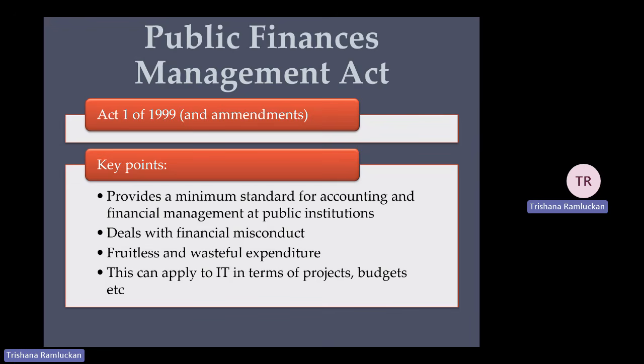Okay, so it's Act 1 of 1999. The key points: it provides a minimum standard for accounting and financial management of public institutions. At the moment, educational institutions are not recognized under PFMA as a public institution under this act. However, it should follow shortly. It deals with financial misconduct, fruitless and wasteful expenditure. And this, of course, can apply to IT in terms of projects, budgets, and so forth.